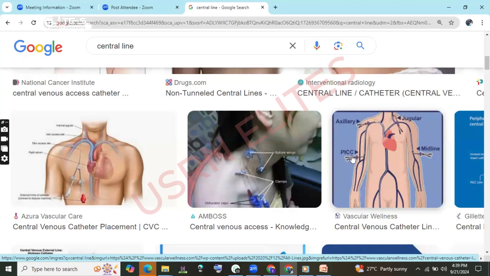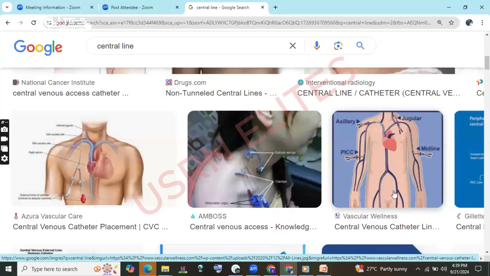Then this PICC, some people call it PIC line. The full meaning is peripherally inserted central catheter. That one is tapped here, the inner arm just above your antecubital area. So this one looks like a PIC line, like a peripherally inserted catheter. Okay, so that's how it is.